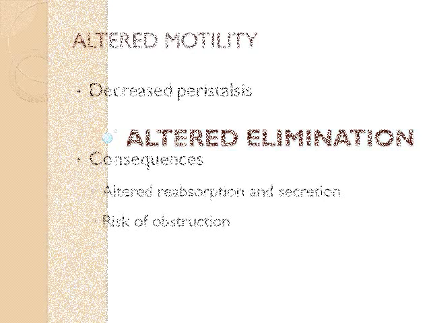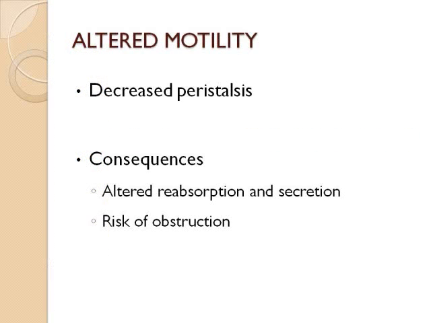Altered elimination. So if we have decreased peristalsis within the large intestine, we have things that are not moving around real well, we are going to have altered reabsorption and secretion. Because it's moving so slowly, it has a chance to absorb most of the fluid, and we're looking at a very hard stool at that point, and we risk obstruction.